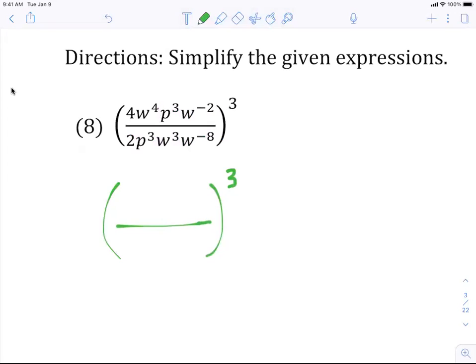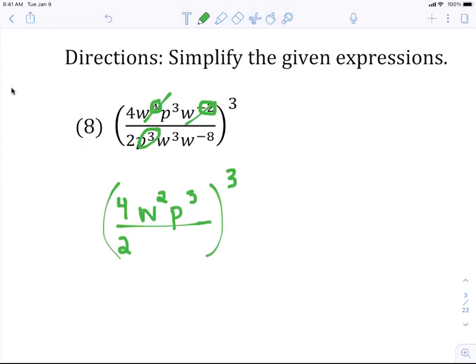Now on the top, there's no other numbers on the top, so I'm going to keep the 4 there. But I do see W's up there and I see P's, which means I can simplify all of the W's together first. So if I have 4 W's here and I'm taking away 2 of those W's, technically I just have 2 W's here. And P's, there's no other P's at the top, so that's just going to stay a P to the 3rd. Now, on the bottom, there is a 2 on the bottom, so that's going to stay.